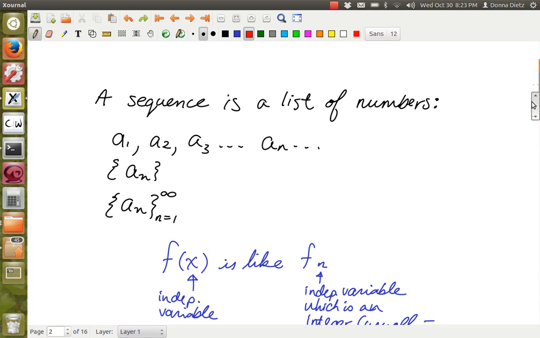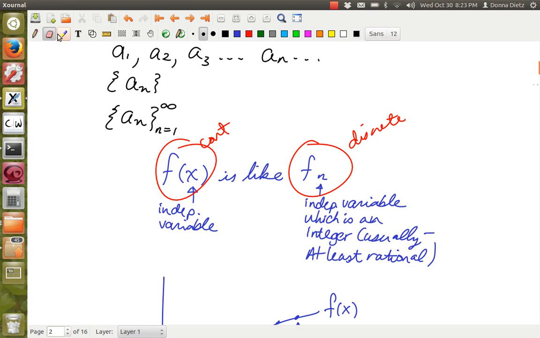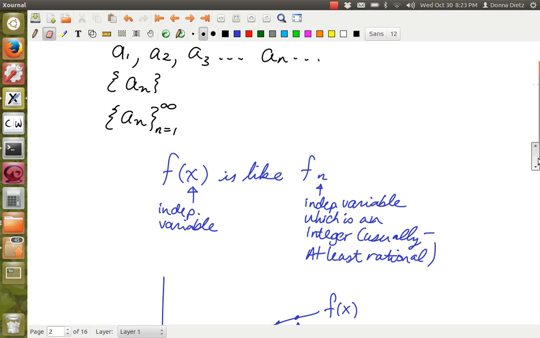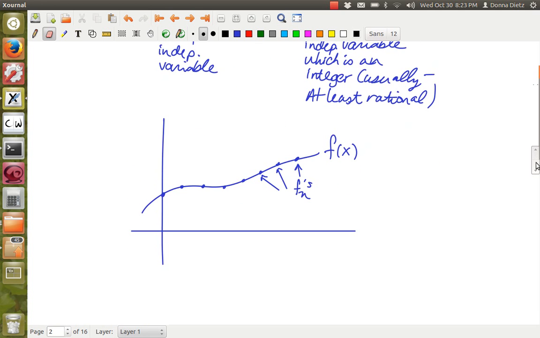f of x is very much like f of n. The only difference is these guys are discrete. These guys are continuous. Other than that, they pretty much work the same way. You can use calculus on them. If you think of f of x as the function that's continuous, then the f of n's are just going to look like little points stuck on the function. So some examples.